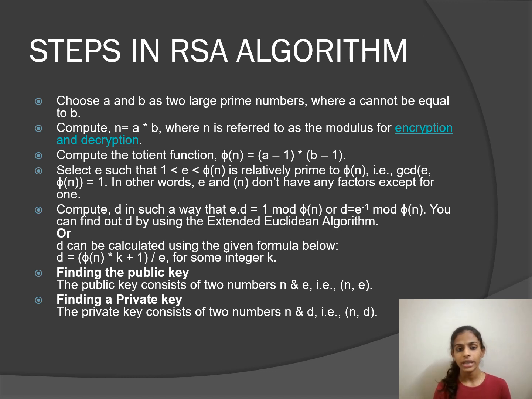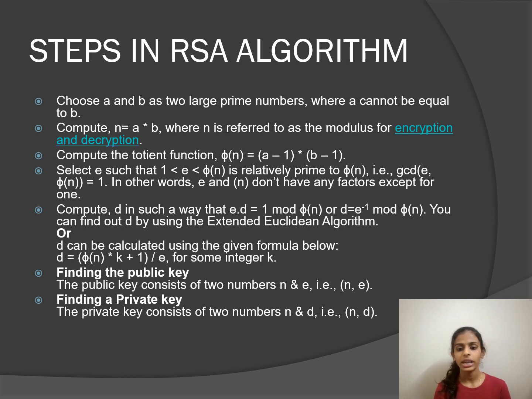So coming to the first step, we choose A and B as two large prime numbers where A cannot be equal to B. And next we compute n is equal to A times B, where n is referred to as the modulus of encryption and decryption. Next we compute the function phi of n is equal to (A minus 1) into (B minus 1), and choose e such that 1 is less than e and e is less than phi of n, such that they do not have any factors except for 1. Next we compute d.